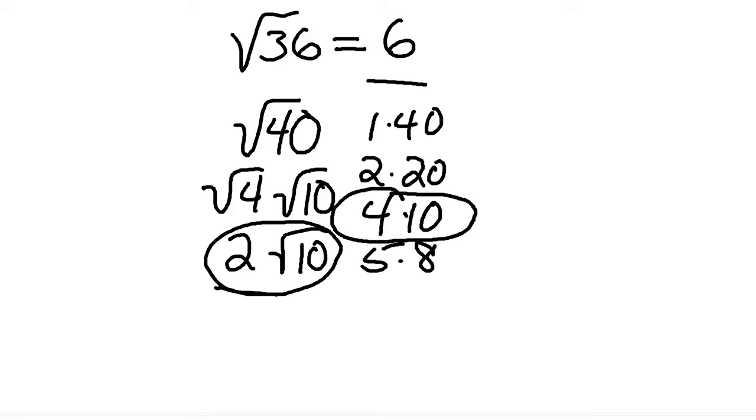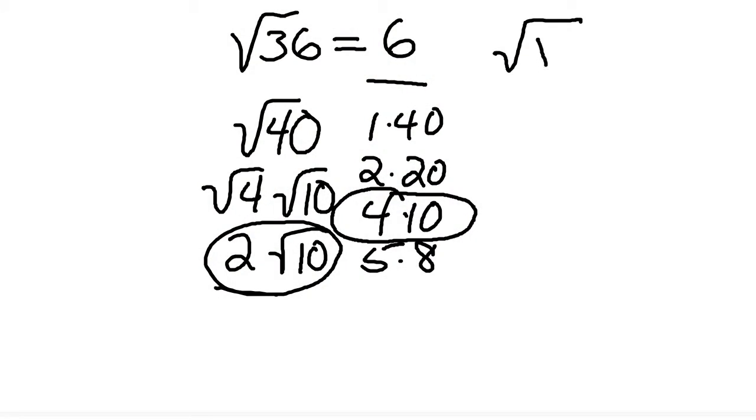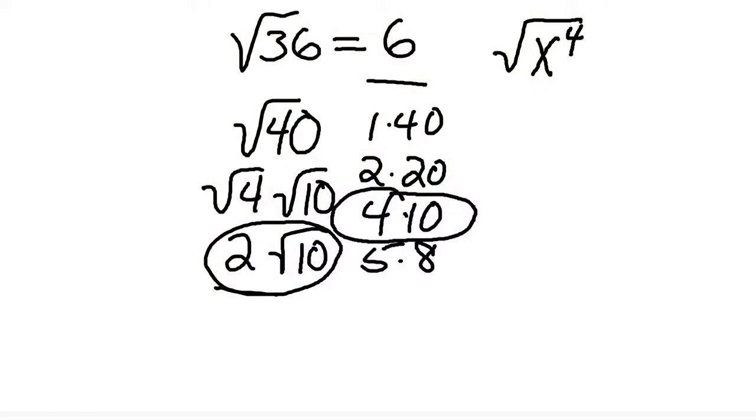Let's move on to variables now. How do we deal with those when they're inside a square root? Well, first off, let's work with a variable expression that we can evaluate. And that would be the square root of x to the 4th. What times itself gives me x to the 4th? x squared times x squared gives me x to the 4th. But how would I actually evaluate this? Let's go over how we deal with this.